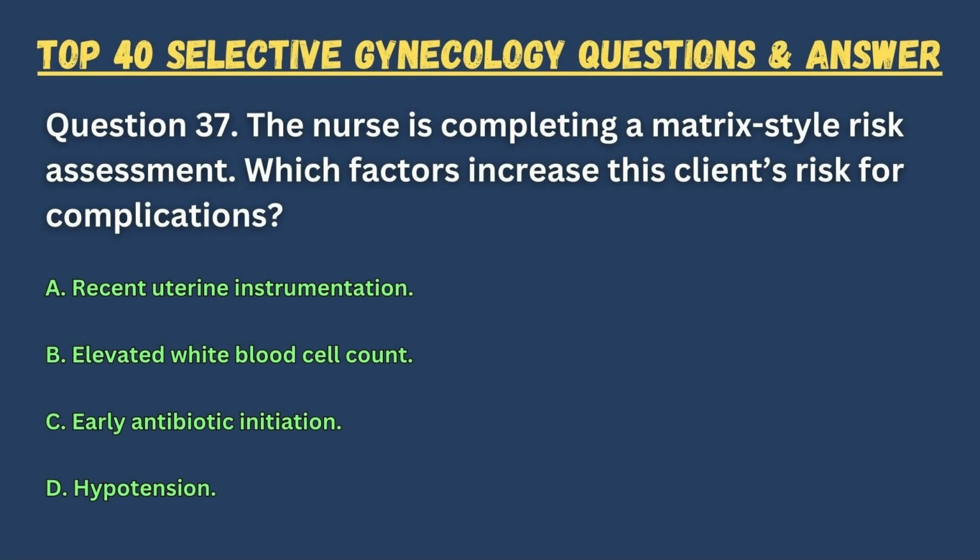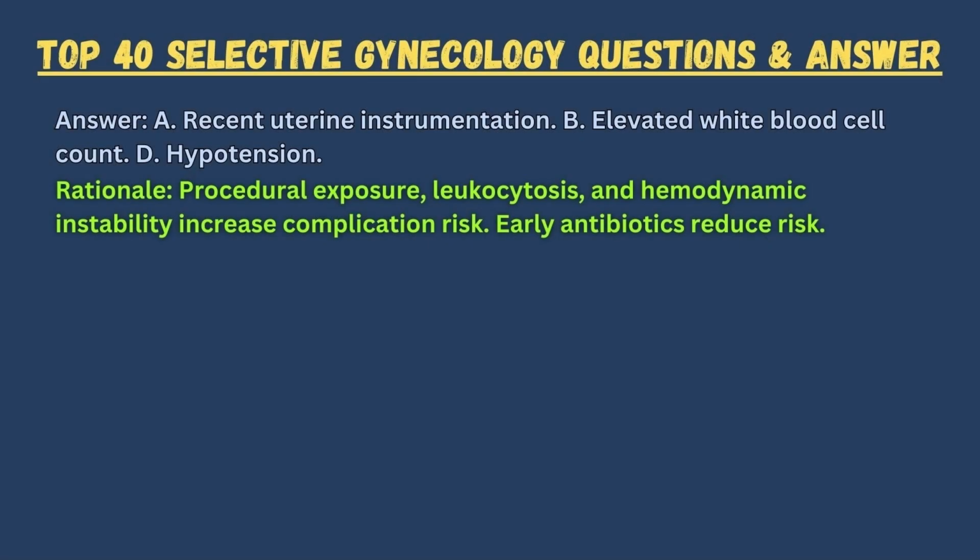Question 37. The nurse is completing a matrix-style risk assessment. Which factors increase this client's risk for complications? A. Recent uterine instrumentation. B. Elevated white blood cell count. C. Early antibiotic initiation. D. Hypotension.